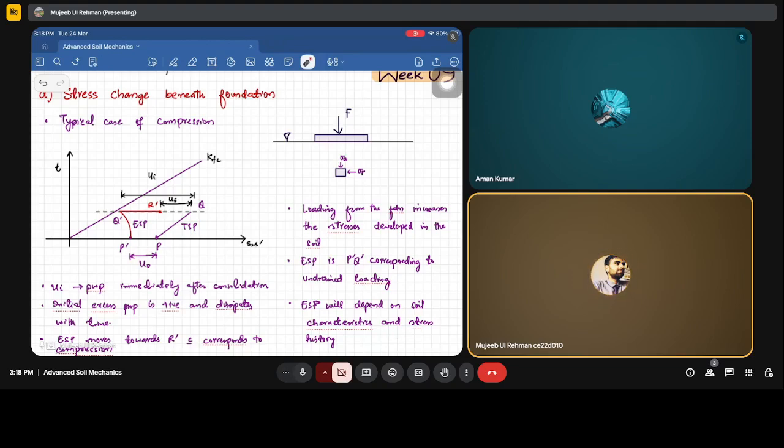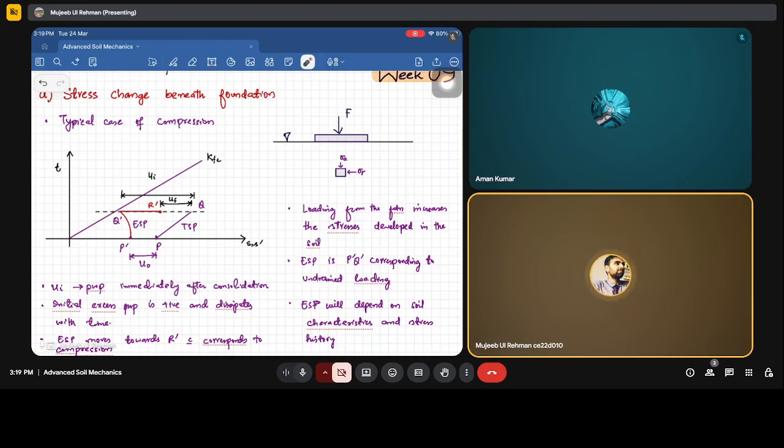Now, once we construct the foundation, there will be generation of excess pore water pressure. The conditions will be undrained. It is just like when you are constructing a building, and the surrounding soil will experience this load in a short duration of time.